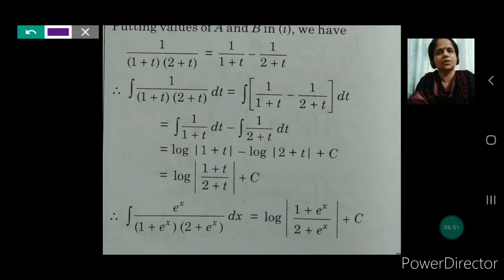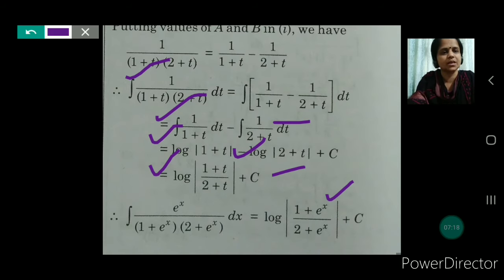Okay, so now find the integration. It is the integration of 1 by 1 plus t minus 1 by 2 plus t. So the integration of 1 by 1 plus t is log mod of 1 plus t minus log mod of 2 plus t, then plus c. Now apply the logarithm rules, you will get log mod of 1 plus t by 2 plus t. Now write the value of t. Here t is e raised to x. So it is the final answer.